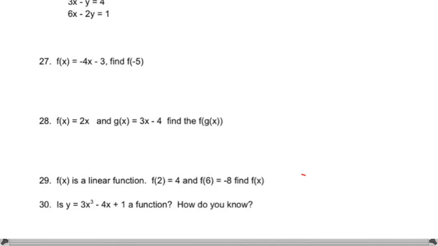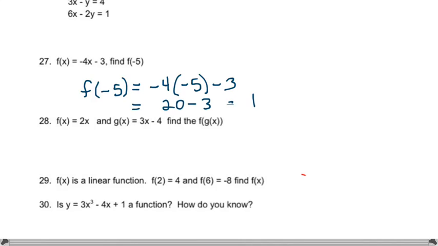Problem 27, they want the f of negative 5. So we take the function negative 4x minus 3, replace the x with the negative 5, and evaluate that: 20 minus 3. So the f of negative 5 is 17.